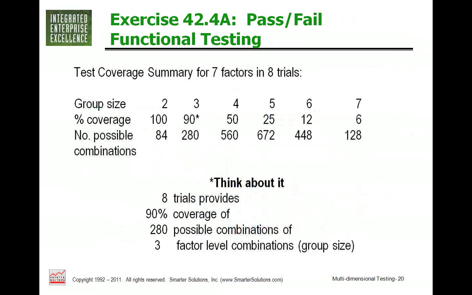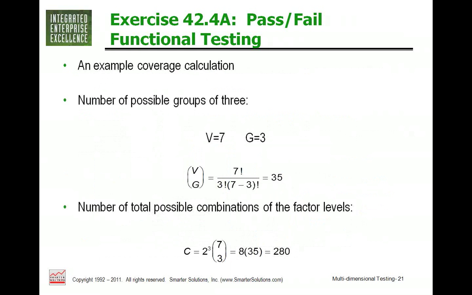Now, that's really quite good. If we go through the mathematics of it, we see for group size 3, there's really 280 possible combinations. And we got 90% coverage in only 8 trials. So I think that's fairly good. Now you might ask, how did you calculate 280? Well, this would be the mathematics that's shown right here. The total number of combinations of factors for 3 for this particular situation would be 280. So again, we got 90% coverage of 280 possible combinations in only 8 trials.